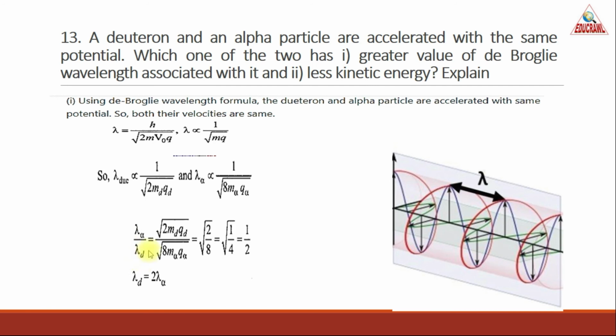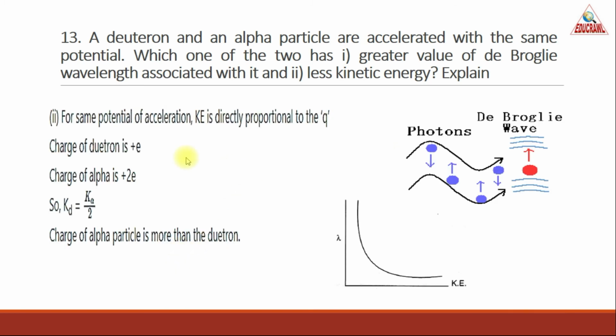Hence we get lambda alpha by lambda deuteron is equal to square root of 2mq divided by 8mq. Hence we get square root of 2 by 8, which is equal to square root of 1 by 4, which is 1 by 2. Hence, lambda alpha divided by lambda deuteron is equal to 1 by 2. Hence, lambda deuteron is equal to 2 into lambda alpha. That is, the wavelength of deuteron is equal to twice the wavelength of the alpha particle.